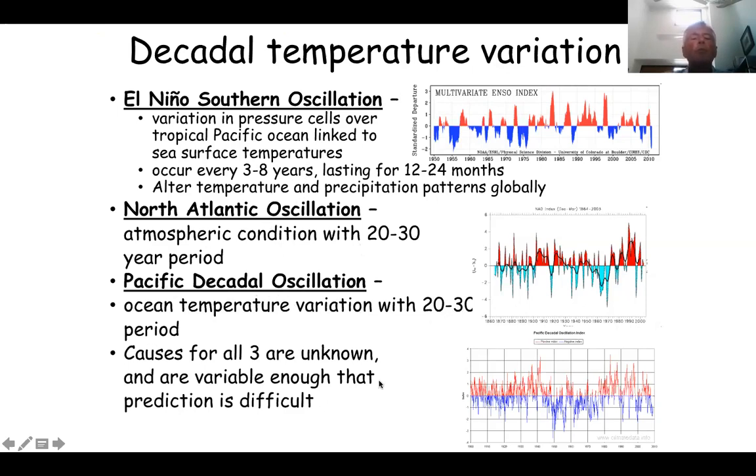These patterns of temperature variation, the El Nino Southern Oscillation that occurs throughout the world, the North Atlantic Oscillation that occurs mostly in the Atlantic Basin, and the Pacific Decadal Oscillation that occurs on this side of the world, the causes are still largely unknown. We don't really know why these things behave as they do. Whereas we completely understand daily temperature variation, and we completely understand annual temperature variation.